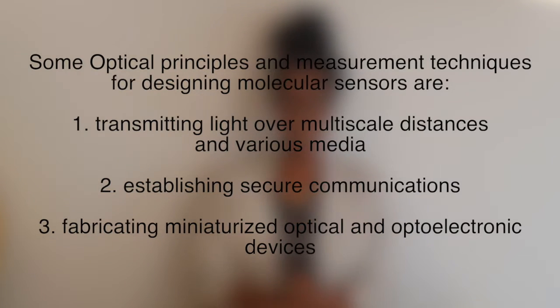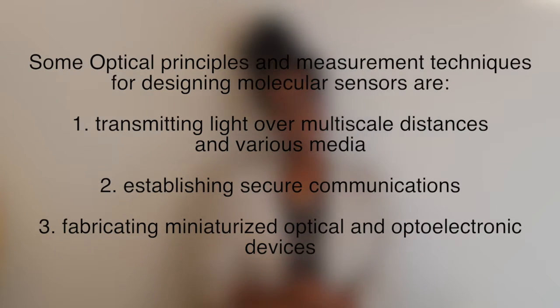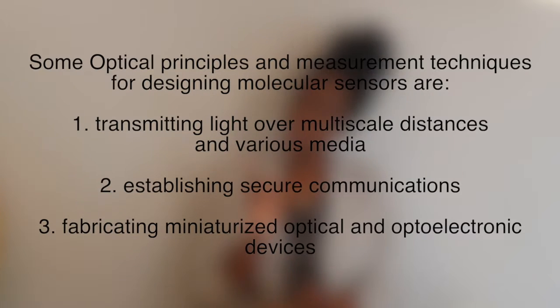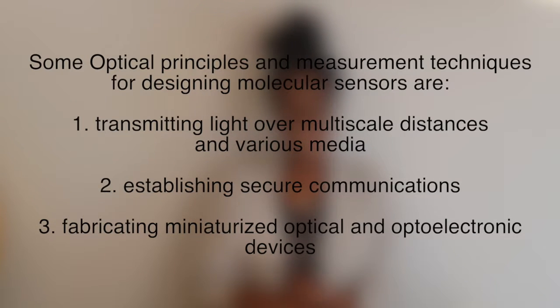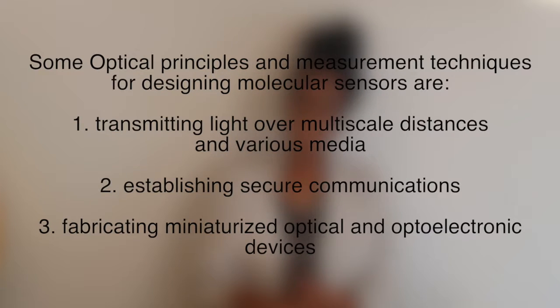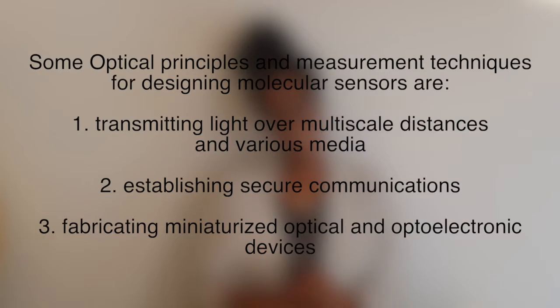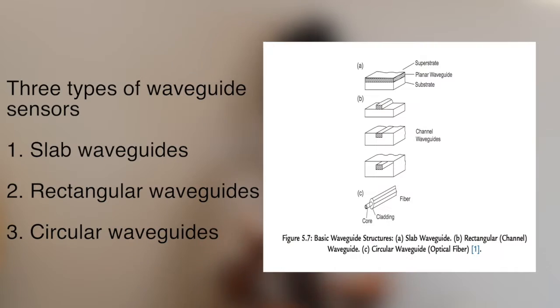Some of the optical principles and measurement techniques that are very well established and valuable for designing a molecular sensor are the transmission of light over multi-scale distances in different media or solutions, establishing secure communication, as well as fabricating a miniaturized version of the optical and optoelectronic device. The three different types of waveguide sensors are slab waveguides, rectangular waveguides, as well as circular waveguides.